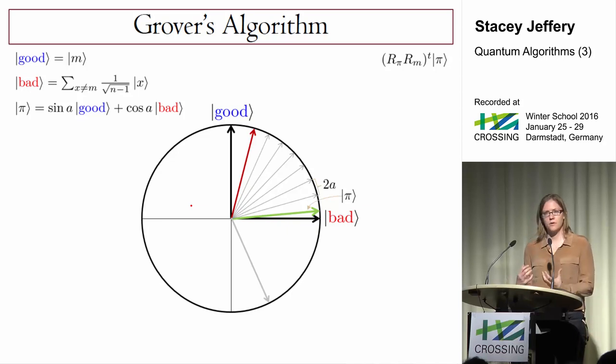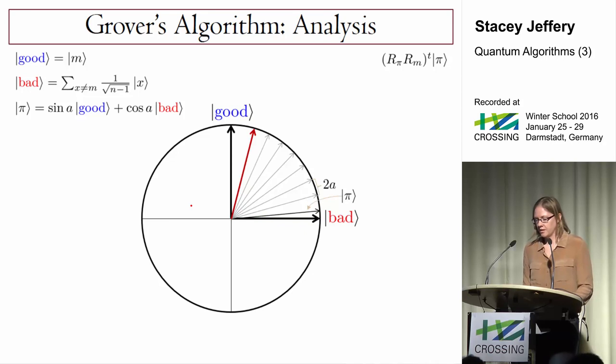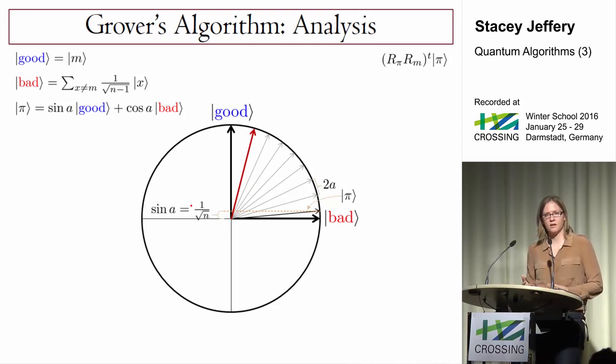Okay, so now the important thing we need to ask ourselves is what is the correct number of times to do this? So what is the correct value of t so that we get close to good? So let's consider what that is. The size of the projection of pi onto good is sine of a. That's how we define a, which is just 1 over the square root of n. That's because there's a unique marked element. Is that clear? More or less?